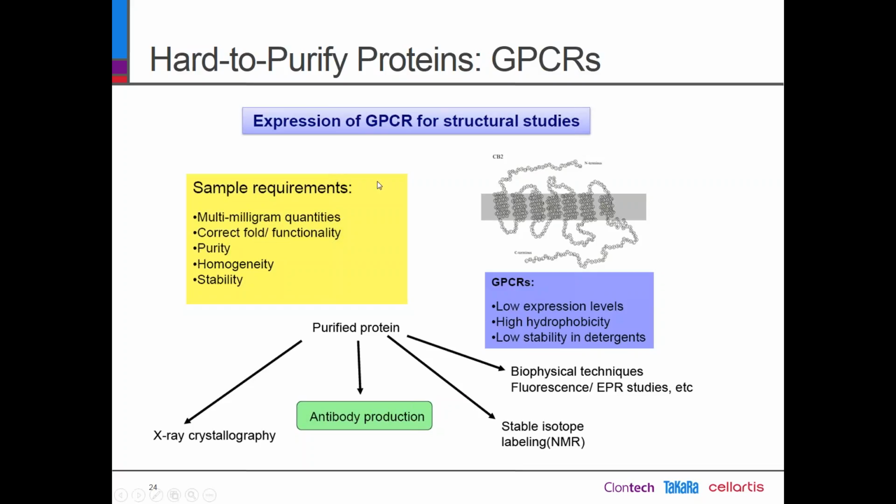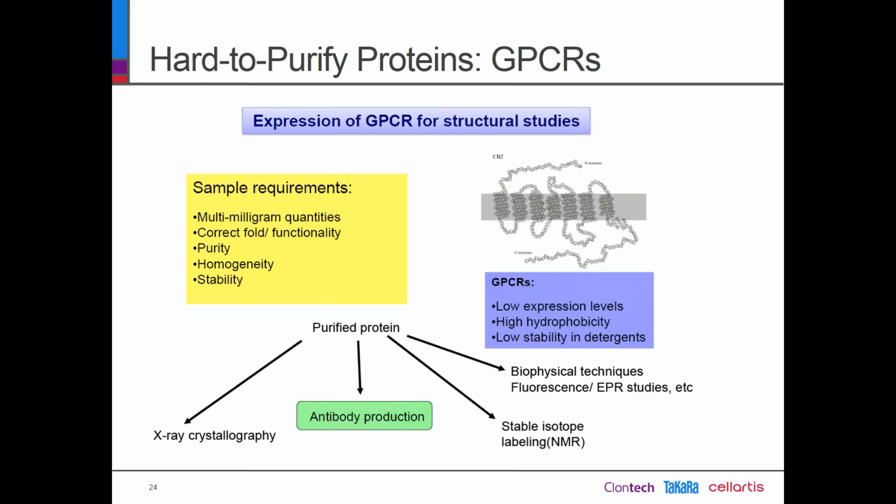Yeah, sorry. So as I said, we need quite a high quantity of this protein. We need it to be folded correctly. To be able to use it in functional studies, we need high purity of the protein. It needs to be homogeneous, and we need a high stability of this protein, otherwise it will be degraded. And once we have purified the protein, we can use it for many applications like crystallography, antibody production, NMR, fluorescent labeling studies, and so on.